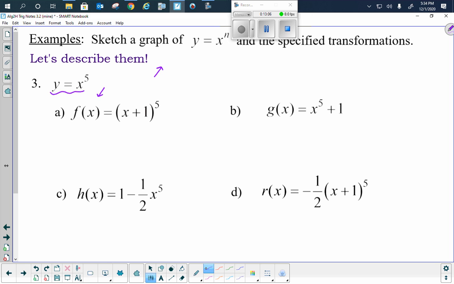So for f of x equals x plus 1 to the fifth, you should be telling me it shifts left 1. Okay. For part B, x to the fifth plus 1, in a different spot, should shift it up 1.